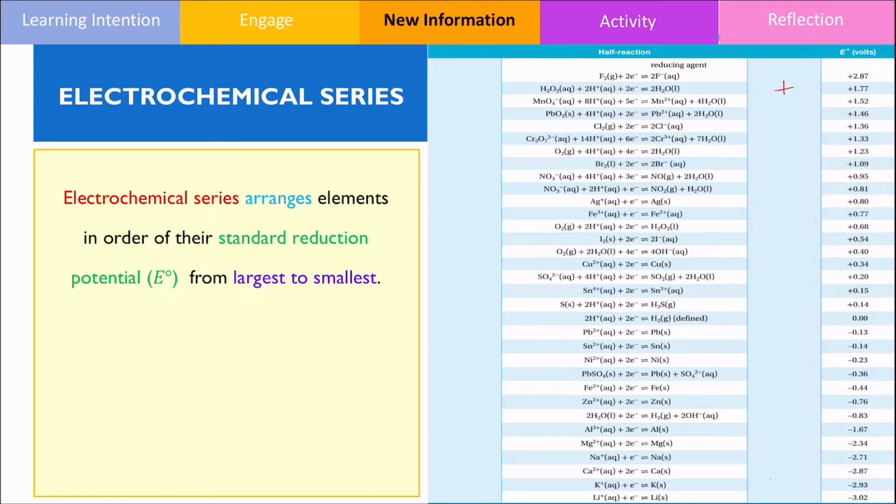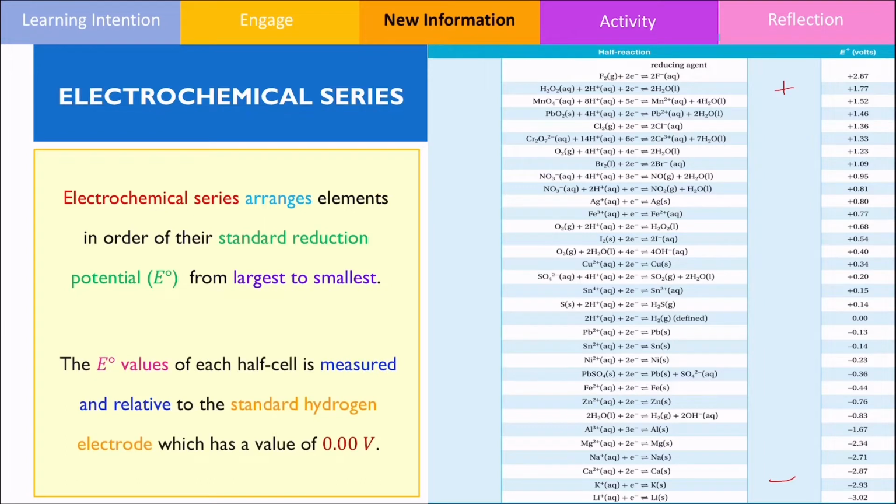Whereas all the negative values are found towards the bottom of the list, which means there's a weak tendency for the reduction reaction to proceed and a greater tendency for the reverse oxidation reaction to occur. The cell potential values for each of these half cells are measured relative to the standard hydrogen half cell, which has a value of 0 volts.